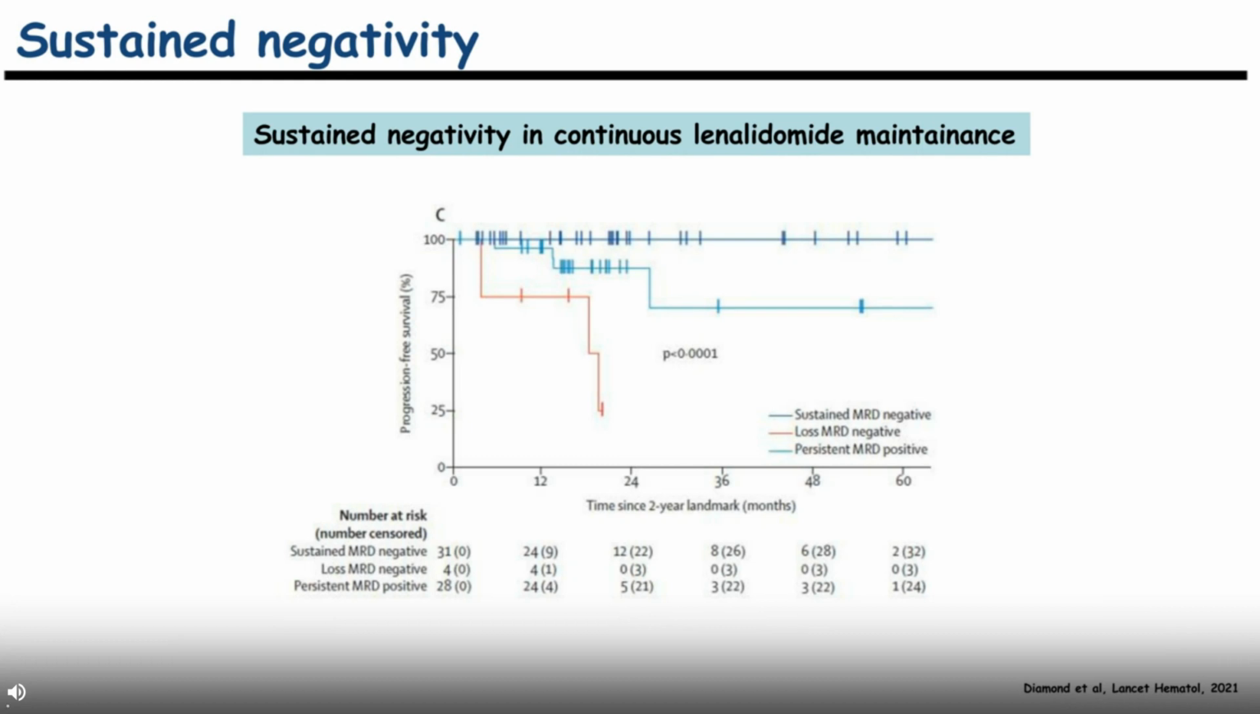Finally, in this single-center, single-arm phase 2 trial in patients with continuous lenalidomide maintenance, MRD was measured yearly, and it was clearly observed that persistence of MRD negative status at 2 years was associated with a sustained progression-free survival rate. In contrast, loss of MRD negativity or persistence of MRD positivity were associated with a poor profile.